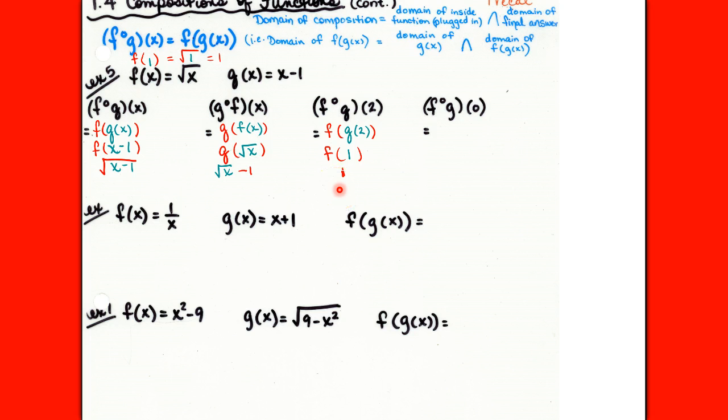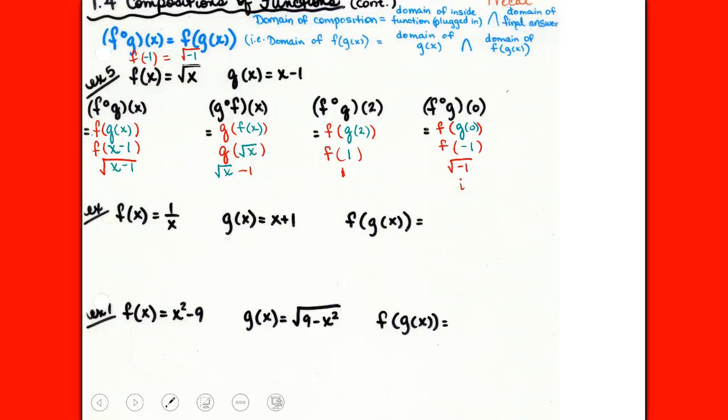Look at another one of those. F of g of 0. All right, let's start on the inside. Let's start with g of 0. So what is g of 0 going to give me? Negative 1, right, because I'm going to put 0 in the place of x. So that would be 0 minus 1, or negative 1. Since g of 0 is negative 1, I'll replace g of 0 with negative 1. Now I have f of negative 1. So what is f of negative 1? I'll put negative 1 in the place of x. That would give me the square root of negative 1, and you could also call that i if you wanted to.